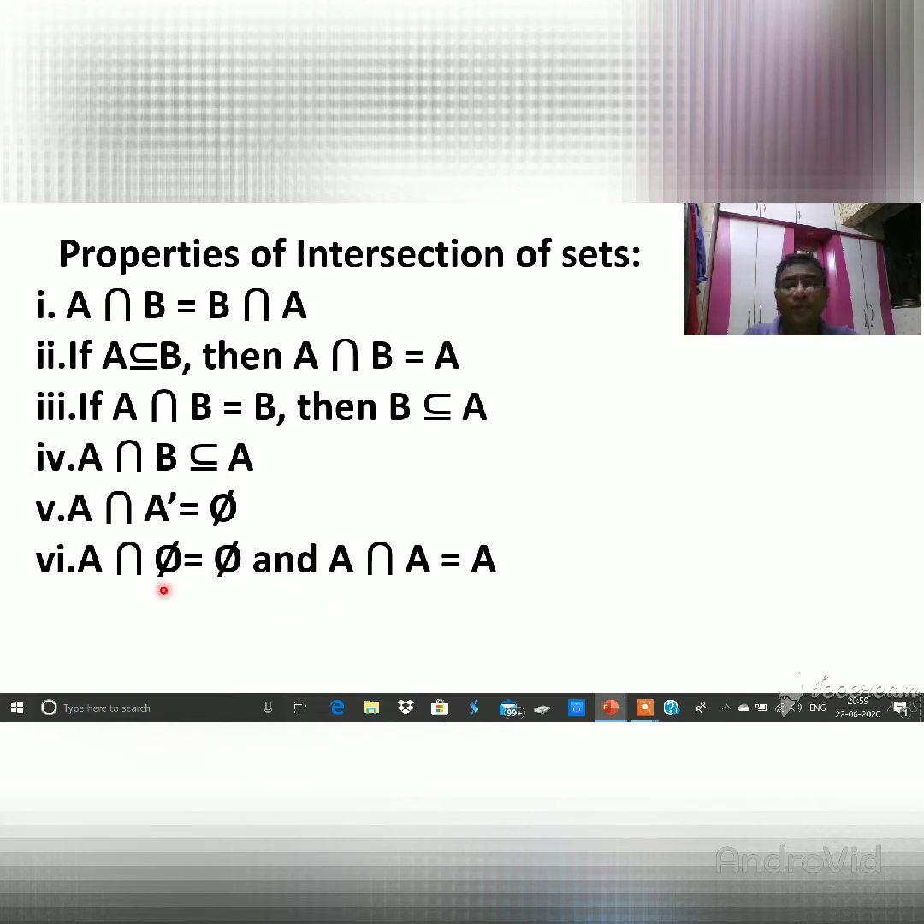So this is one possibility, you are getting the empty set. Another is given here. A intersection A is equal to what? A, because whatever the elements of A are, the intersection is taken with A. In this way we have learned the intersection properties, and now we go to another operation to learn, that is the union of two sets.